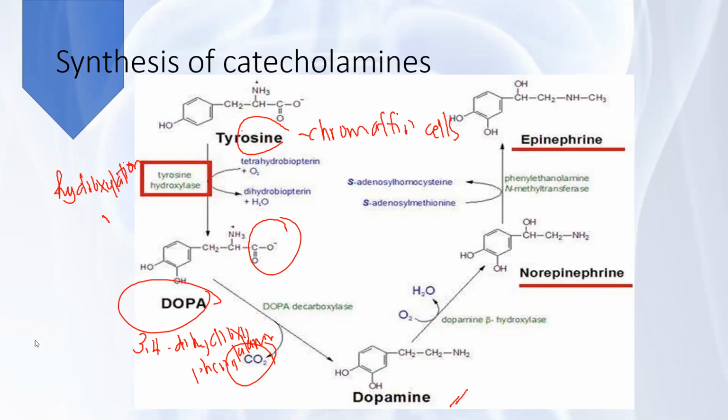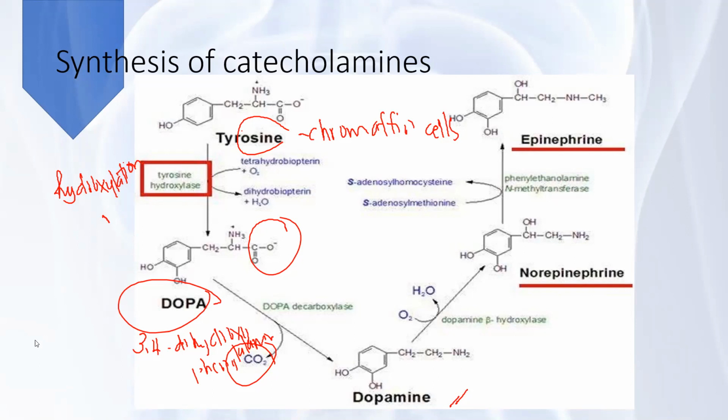Dopamine enters the chromaffin vesicles, which will convert it into norepinephrine. Ang mangyayari, magkakaroon po tayo ng reaction through the enzyme dopamine beta hydroxylase. Ano po yung mangyayari? There will be a hydroxylation reaction.